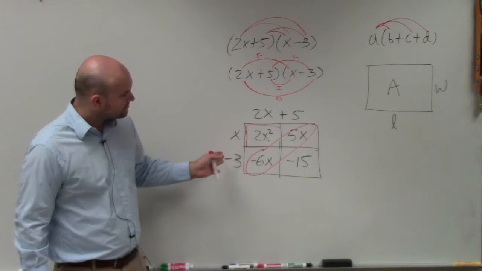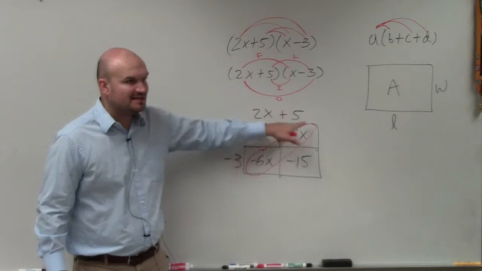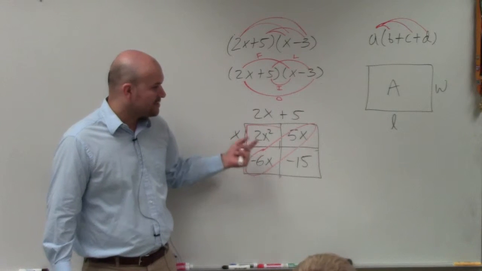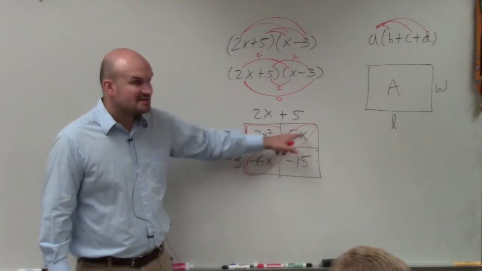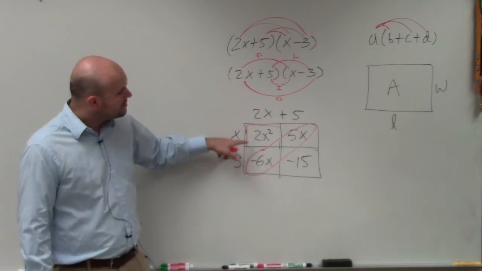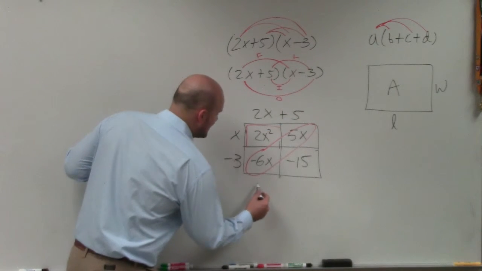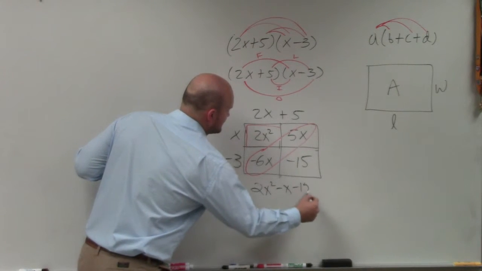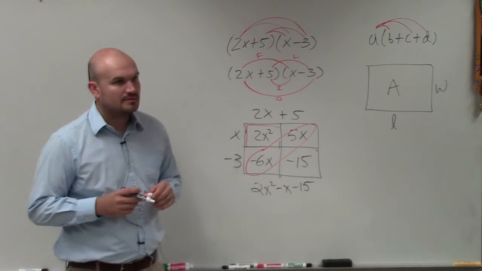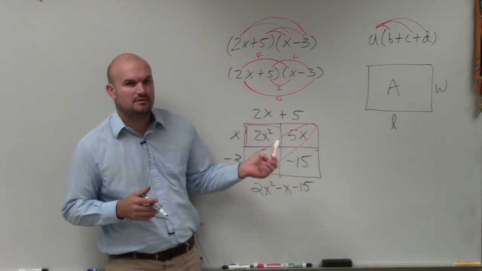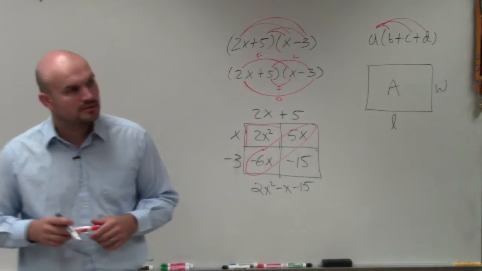So now we can combine these, because when you're adding and subtracting like terms, or adding and subtracting monomials, as long as they have the same base to the same power, we can add them. Therefore, my answer is 2x squared minus x minus 15. Does anybody need me to write that out, or are we good with that? Good?